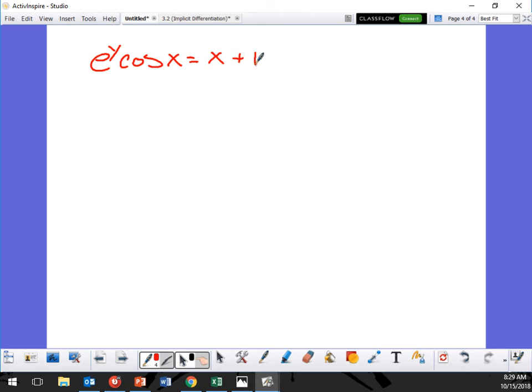All right. So now, in this case right here, we're not going to be able to isolate the y. We might be able to, but it's going to be some issues. Okay, so what's happening in between the e and the cosine?